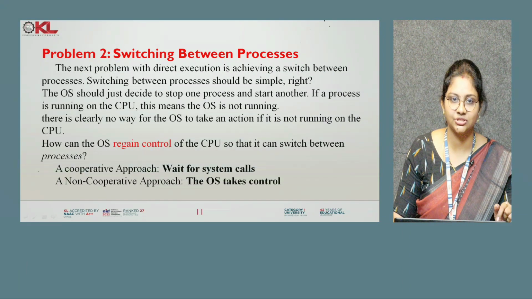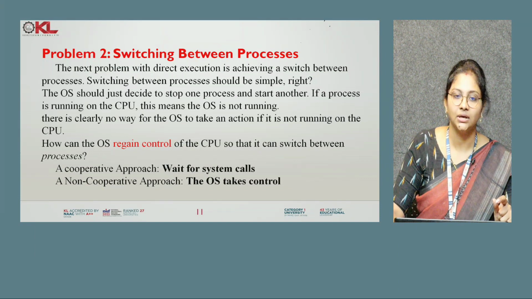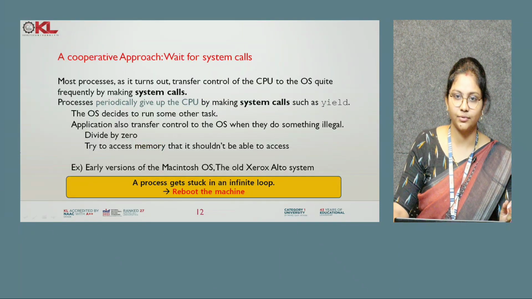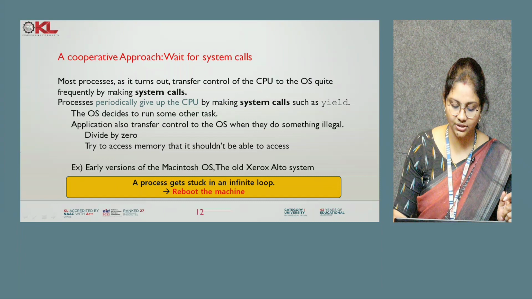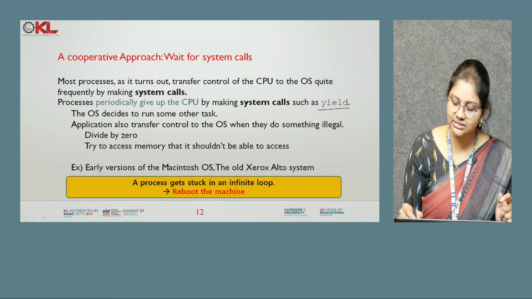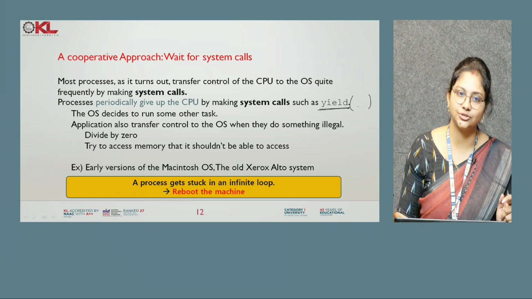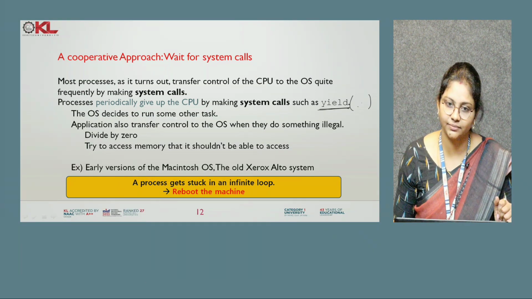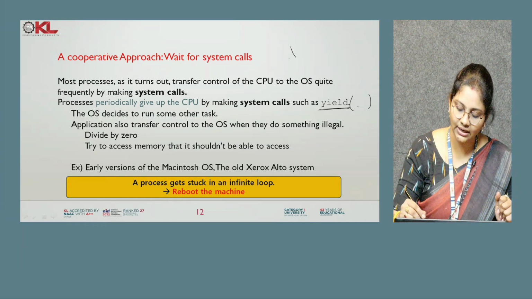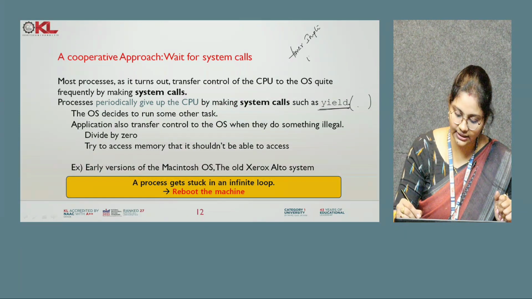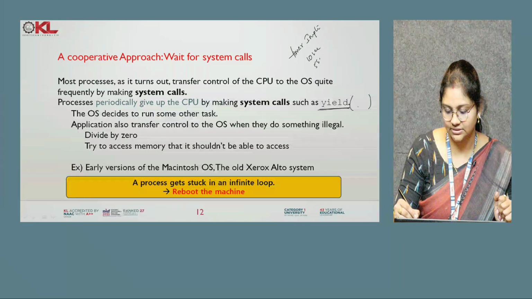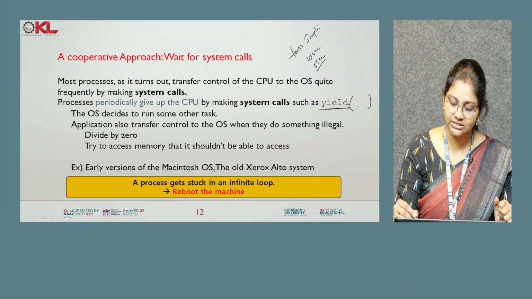That is what I have mentioned. We have two different approaches, cooperative and non-cooperative. In the cooperative approach, we wait for the system call. As I mentioned earlier, a yield system call will be implemented. The purpose of yield is to periodically give up the CPU. Like we will have a timer interrupt in between. This timer interrupt may be 10 seconds or 5 seconds, right? So with this timer interrupt, we can implement the context switching.